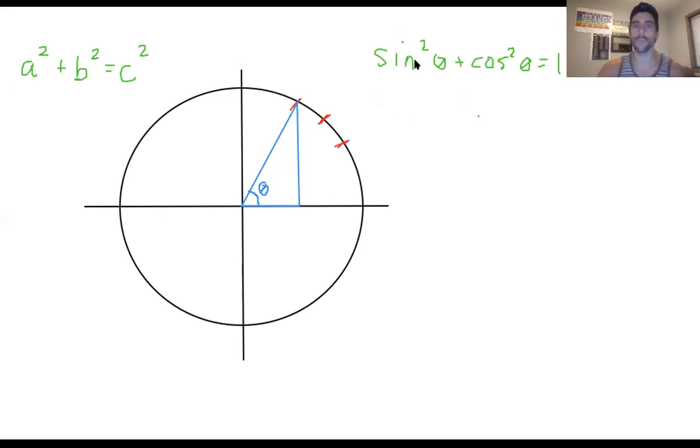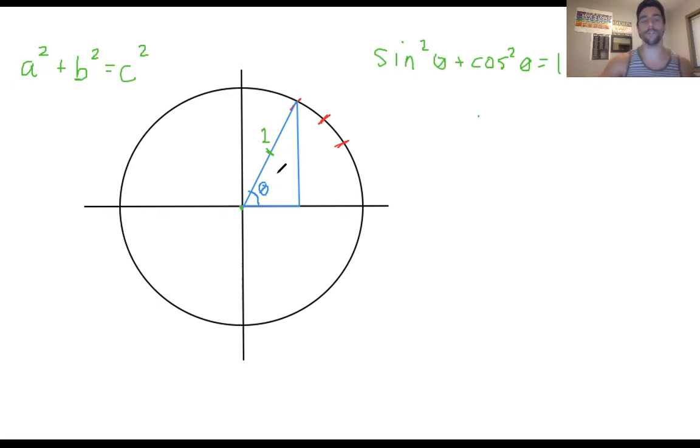Now, this identity comes from the most basic definition from the unit circle. So it comes from, again, it's a unit circle, which means that this hypotenuse right here is equal to 1. That is 1 unit because that's 1 radius from the center of the circle to the edge of the circle. So that's defined as 1.